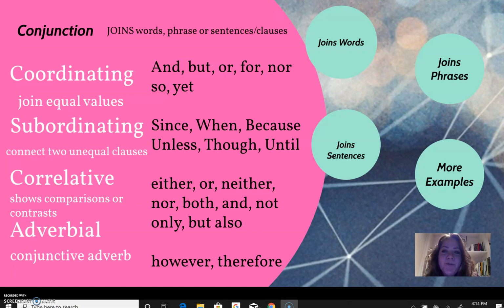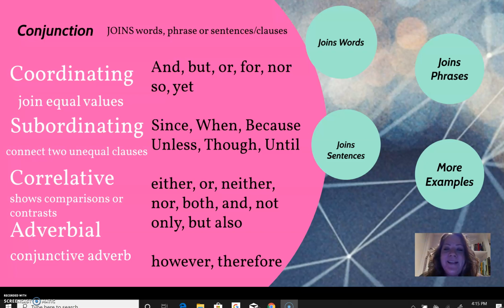Conjunctions join words, phrases, sentences, or clauses. A clause is basically a fancy word for a group of words with a subject and a predicate. Now we know all sentences have to have a subject and a predicate. Complete sentences, or independent clauses, have a subject, a predicate, and a complete thought. Dependent clauses, or subordinating clauses, have a subject and a predicate, but no complete thought. So we need to understand that concept before we take a closer look at these conjunctions.